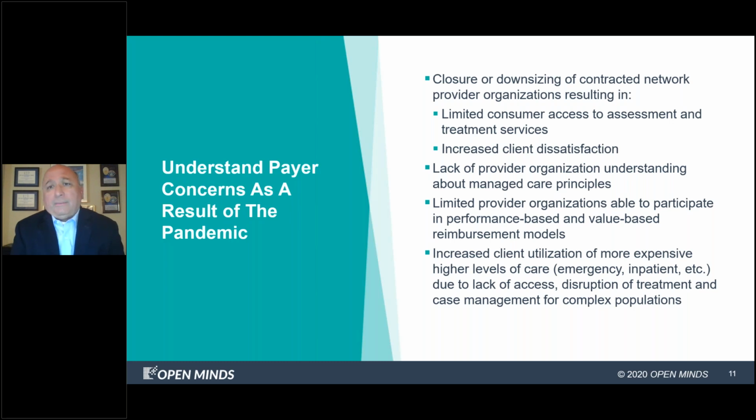Health plans are concerned right now because of the results of the pandemic. They're concerned that providers in their networks are downsizing, that there's limited capacity because of COVID. They're concerned that because providers may have limited capacity, or maybe they're not even in existence anymore, that members are going to be increasingly dissatisfied with the plan. And of course, that speaks to HEDIS scores around patient satisfaction. So these are things that are top of mind for health plans.